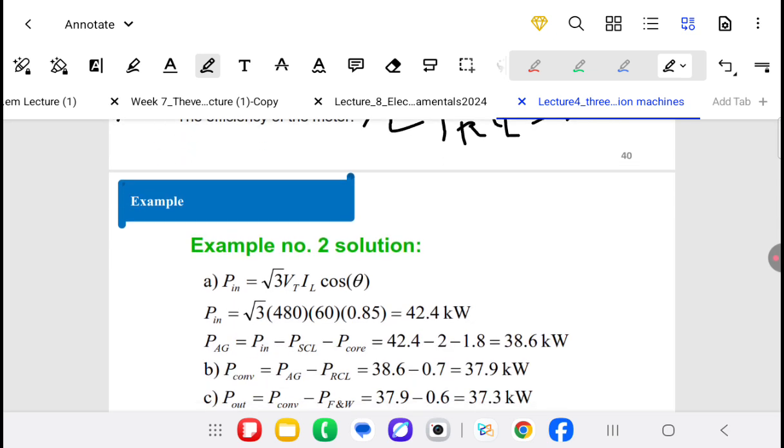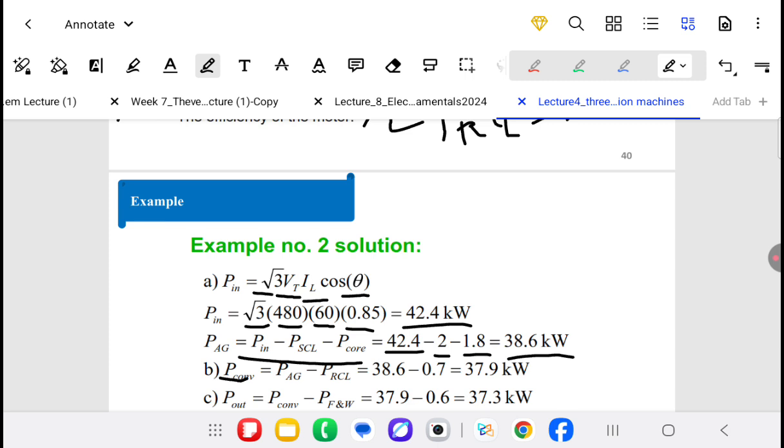First thing we can get is the P input, root 3 times V terminal or V line, I line, cosine theta, all are given. Root 3 times 480 times 60 times 0.85, all given in the problem. We have P input equal 42.4 kilowatts. For the air gap power, we subtract the stator copper losses and core losses from the input power. 42.4 minus 2 kilowatts, which is the stator copper loss, and 1.8 kilowatts, which is the core losses, we get 38.6 kilowatts, which is the air gap power. This is the first required.